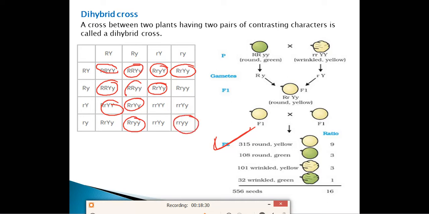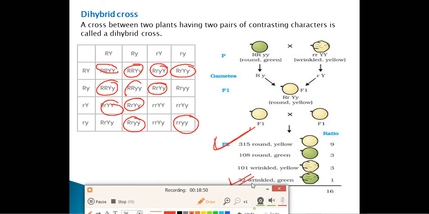You can see small r. This is for your green color, and small y is for yellow one. So this is the seed which is wrinkled and green in color. This is a recessive trait showing only one seed over there. So your phenotypic ratio will be 9:3:3:1 in the case of dihybrid cross.